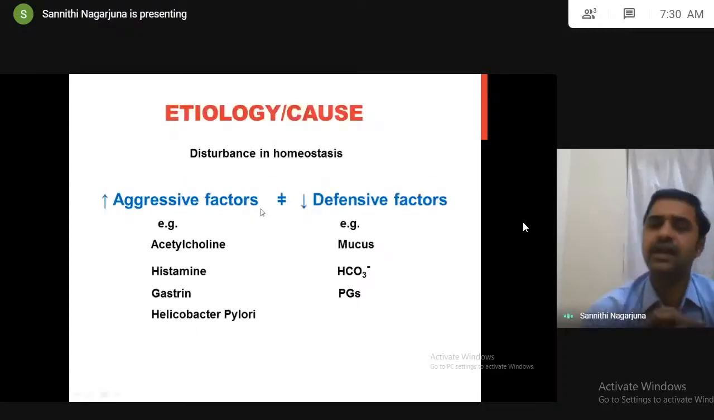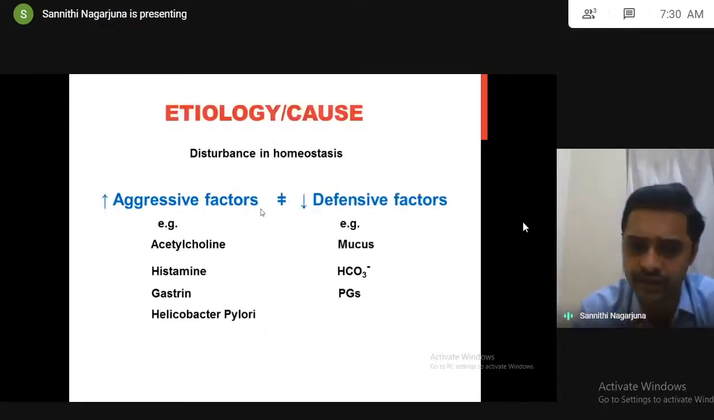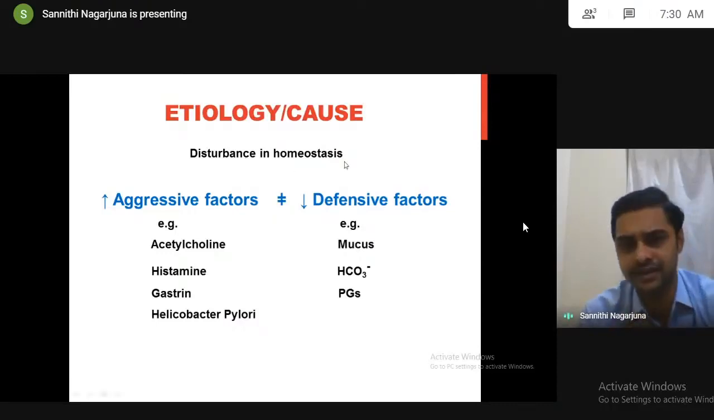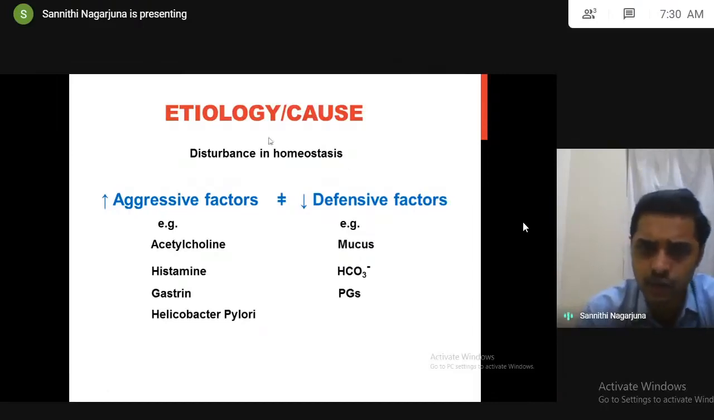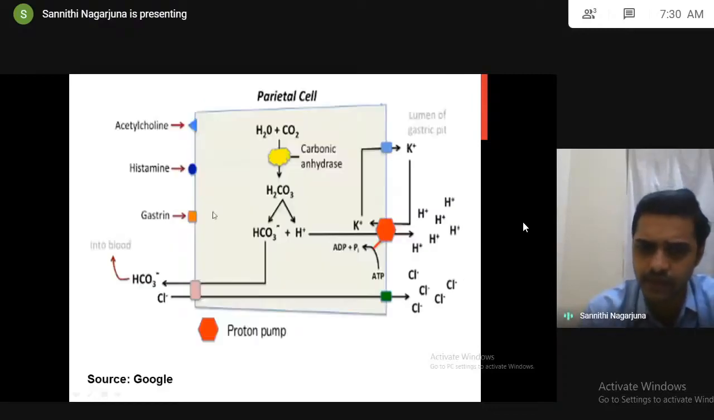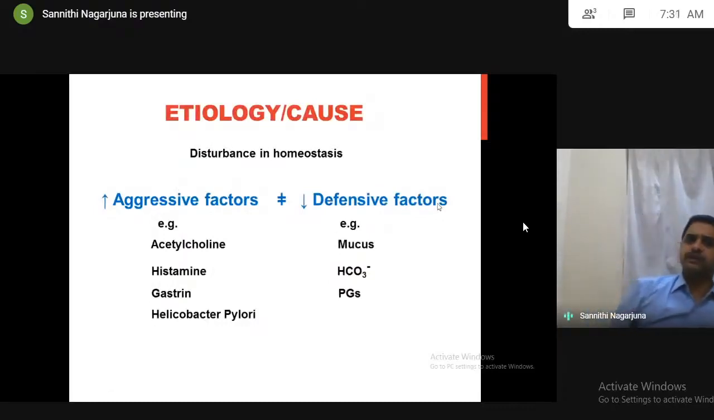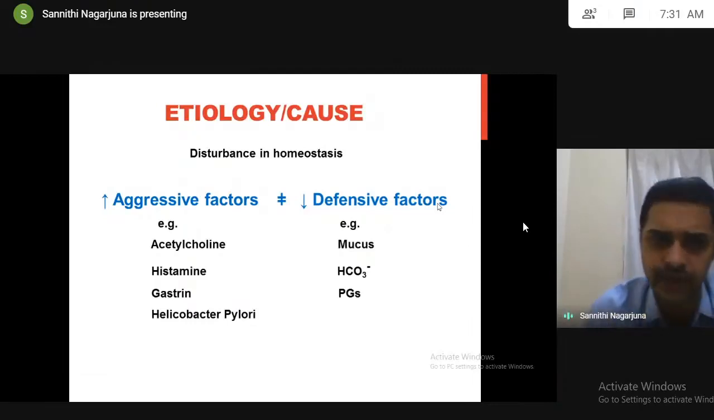Now, when the ulcers come, when the disorders come, the disorder comes when there is a disturbance in the homeostasis. How is this homeostasis disturbed? See here, disturbance in the homeostasis. How this homeostasis is disturbed is because of either an increase in aggressive factors or a decrease in defensive factors. Am I right? Because of increase in aggressive factors or because of decrease in defensive factors.